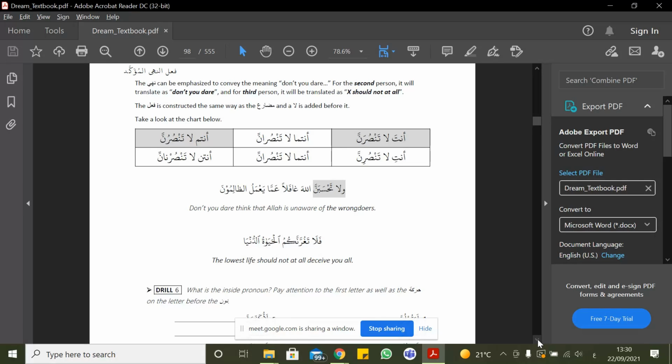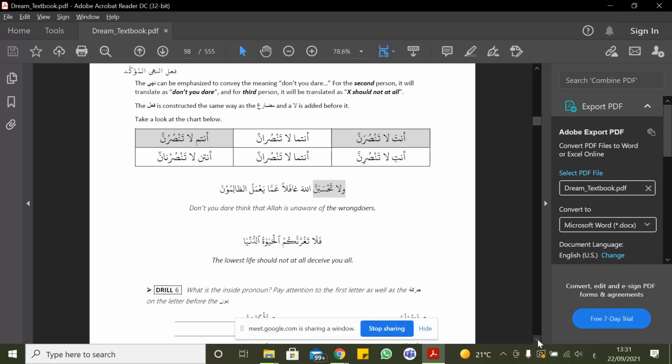ولا تحسبن الله غافلا عما يعمل الظالمون. Okay, now just start part by part, okay?